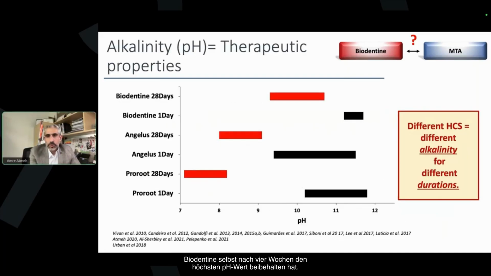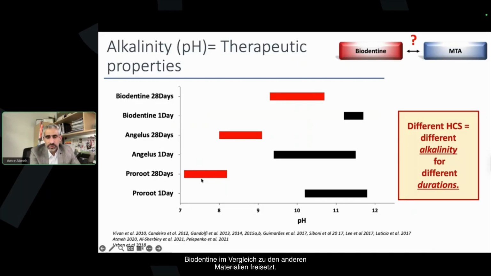Again, different properties mean different composition, which means different properties. Therapeutic effects, which are much related to the alkalinity and pH, are also different. If you look at the black bars here, they represent the pH of these materials after 1 day, which is almost the same across the materials. The red bars, on the contrary, show the pH after 4 weeks, and you can see that Biodentine kept the highest pH even after 4 weeks.